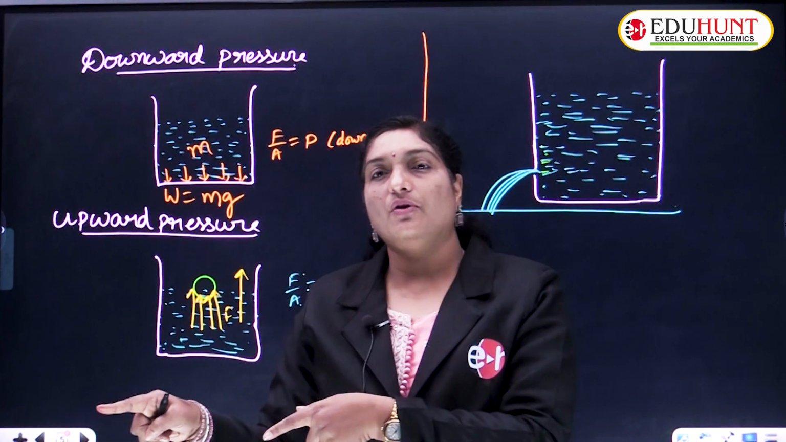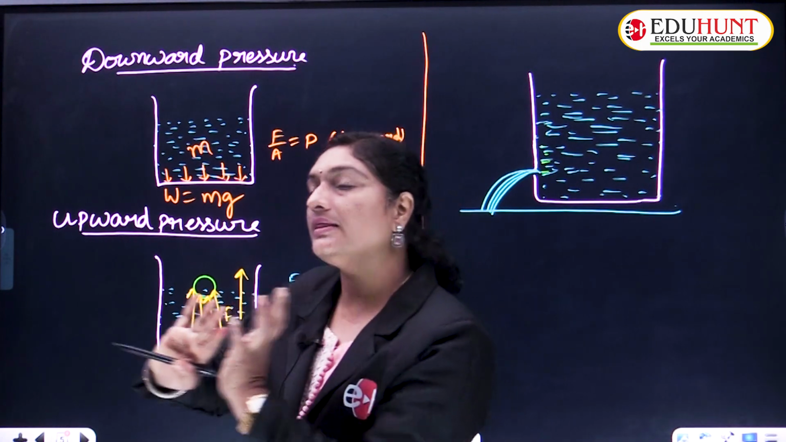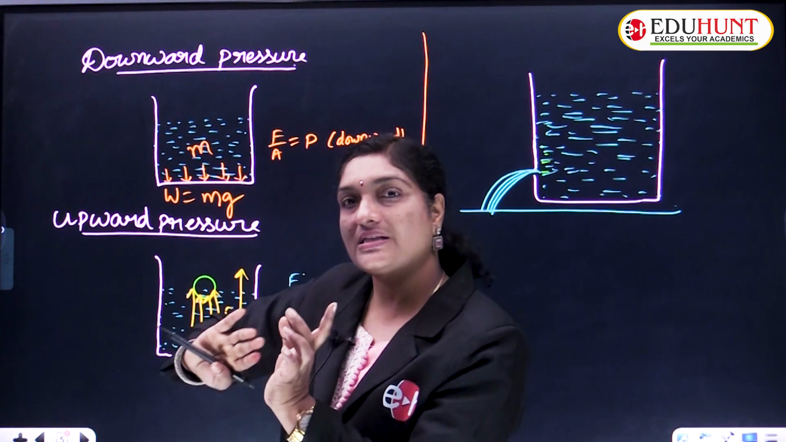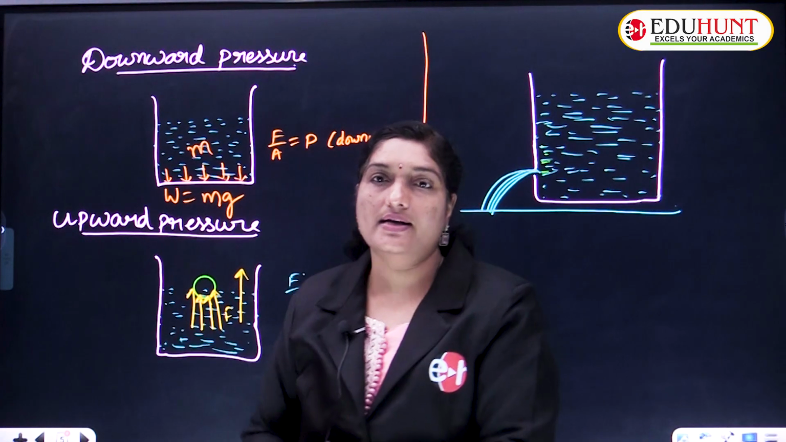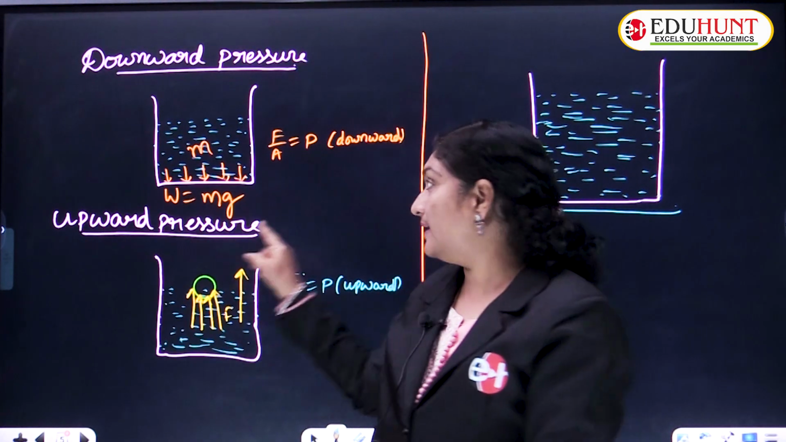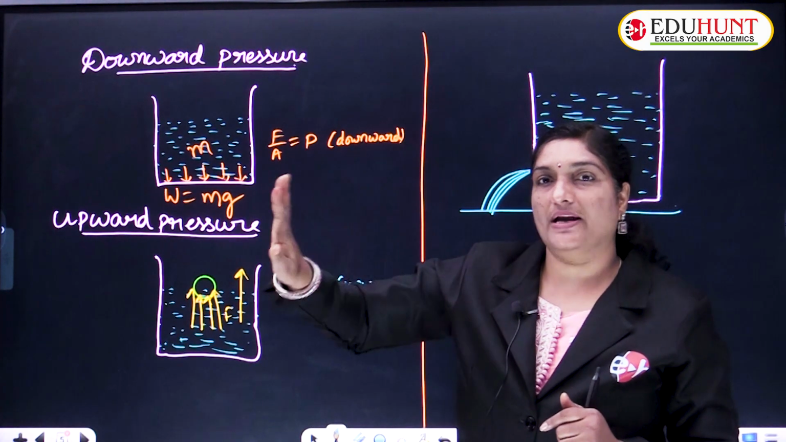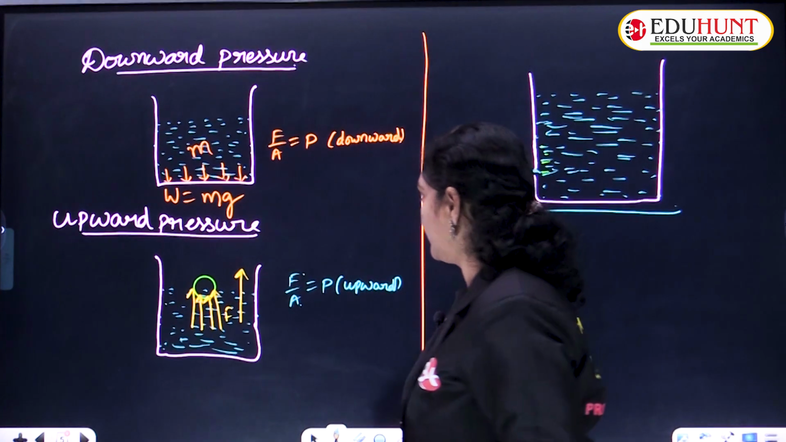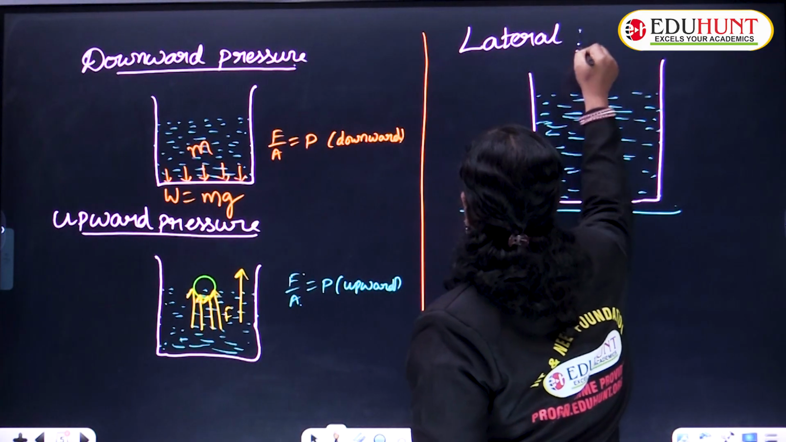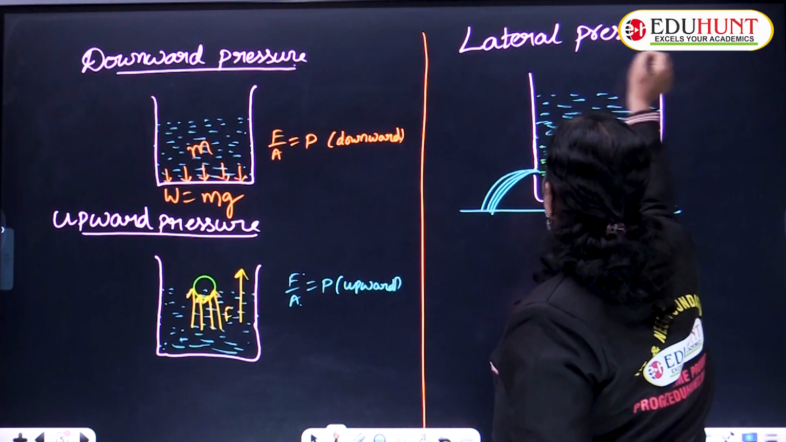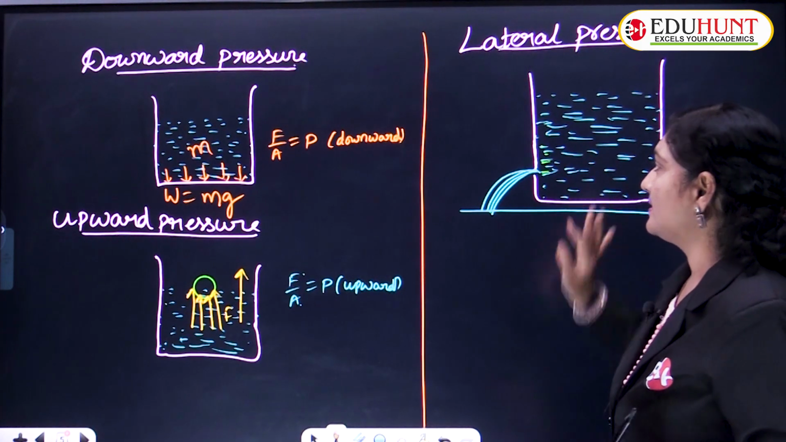So what makes the water come out? Some amount of force is acting on the water in the sideways direction. Force acting sideways on some particular area. So this sideways force acting on that particular unit of area is called your pressure, and the sideways pressure is called lateral pressure. So this is all about your lateral pressure. So what is lateral pressure, children? The pressure acting on the side walls of a container is called lateral pressure.